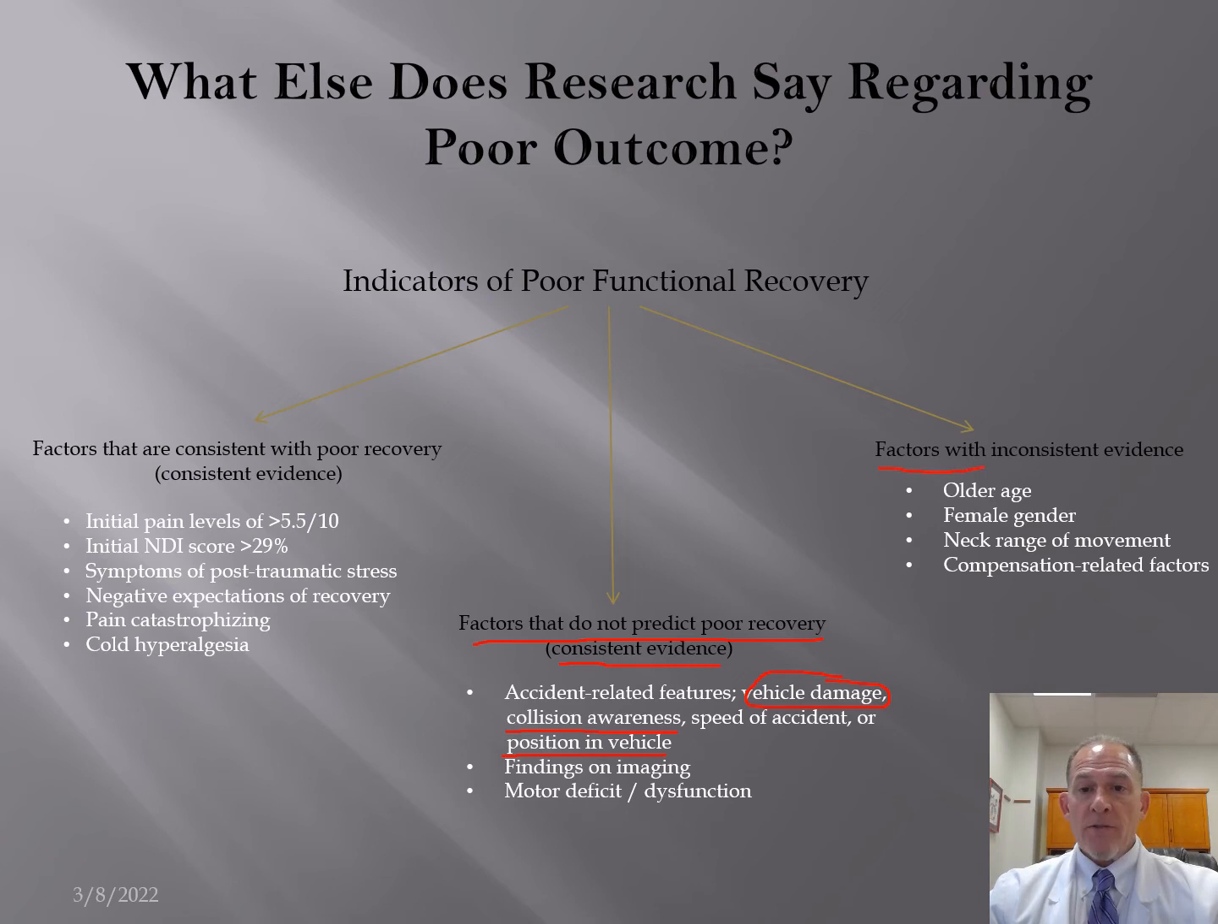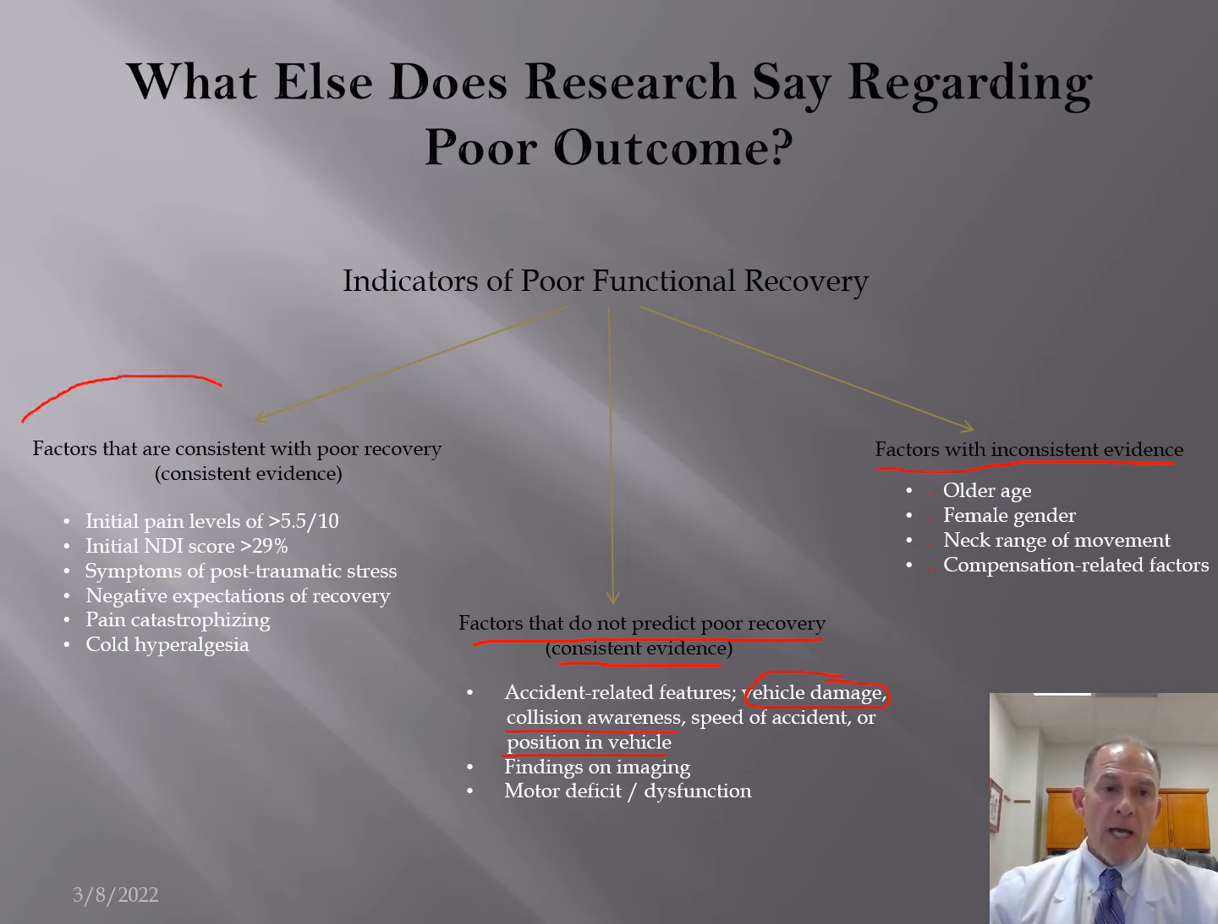We have other factors that are inconsistent in terms of predicting poor recovery. One of them is older age. Another is female gender, neck range of motion following the collision, or whether or not the patient has an attorney. There are some studies which discuss these factors as relating to poor outcome, but mostly there are inconsistencies in the data associated with these factors.